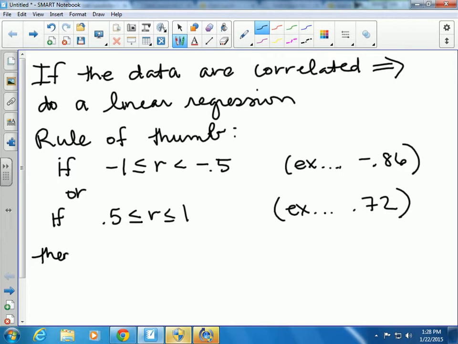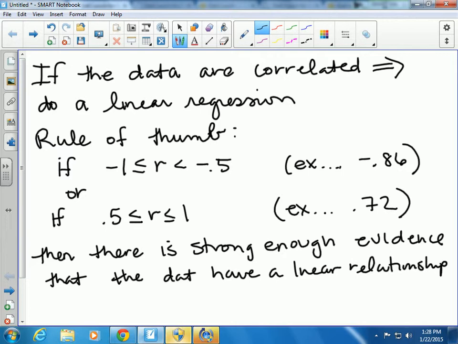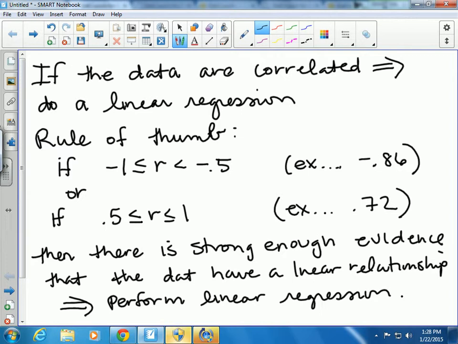Then there is strong enough evidence that the data have a linear relationship, and therefore you can perform linear regression. Okay, so what we need to talk about is, let's kind of do it.